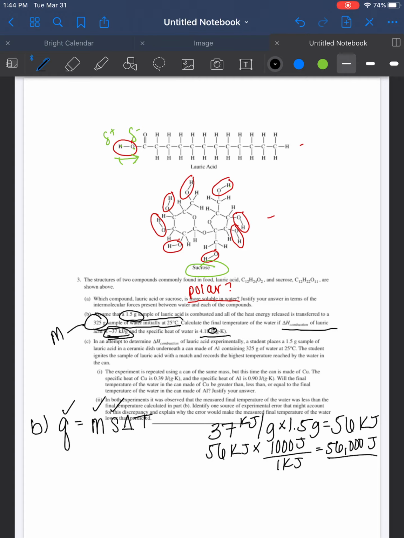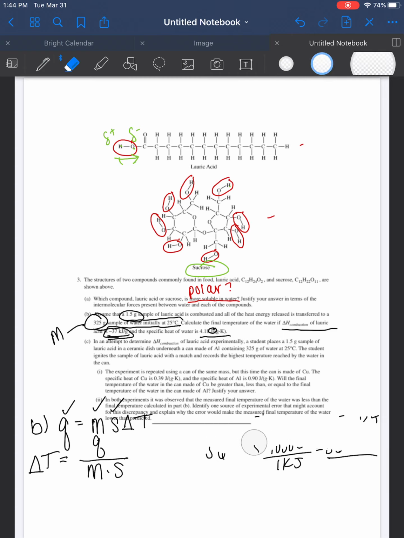S is my specific heat of water, again, which is given to me at 4.18. So I'm going to be looking for the change in temperature. If I rearrange this, I want to get delta T by itself, divide both sides by MS. My delta T, my change in temperature, is equal to my Q divided by my M times S, right?